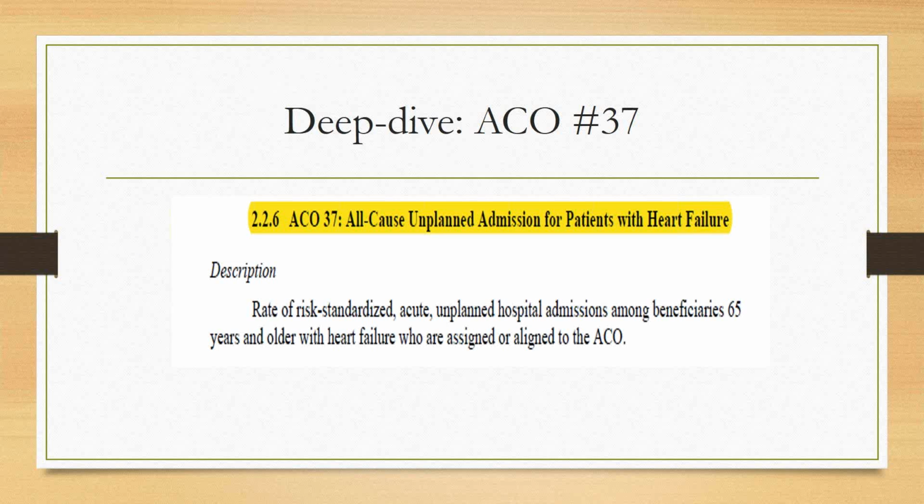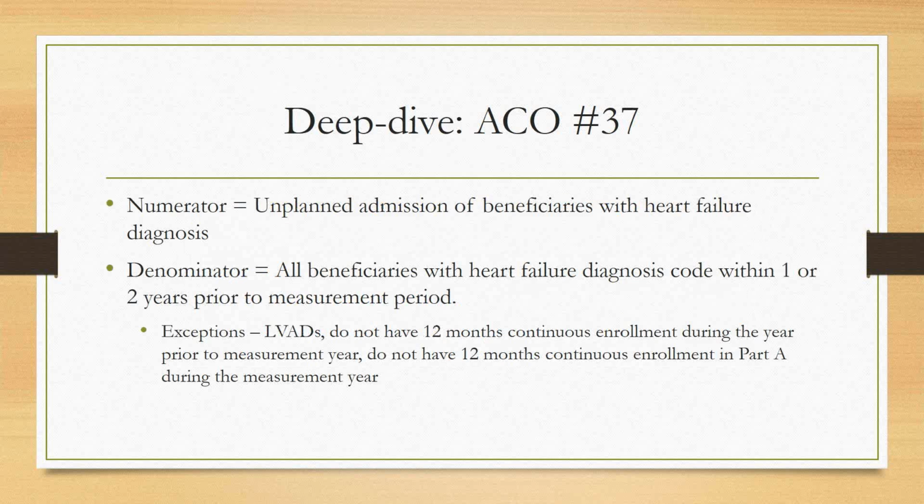And then all cause unplanned admission for patients with heart failure. So same thing, any beneficiaries that have a diagnosis of heart failure and that get admitted would be your numerator, and then your denominator would be any beneficiary with a heart failure diagnosis code, and they had that diagnosis code within 1 or 2 years prior to the measurement period.